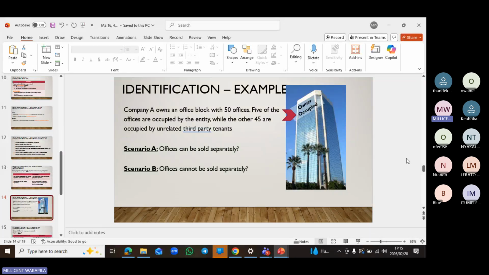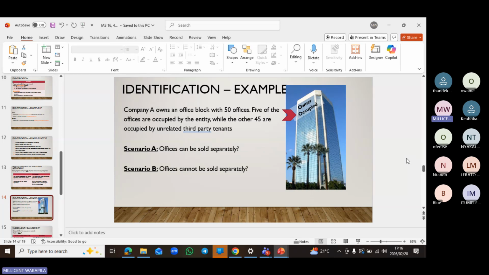Separately, what does that mean? It means that we can identify them separately. So it means the five offices can be classified as owner-occupied property in terms of IAS 16, and the 45 can be classified as investment property.